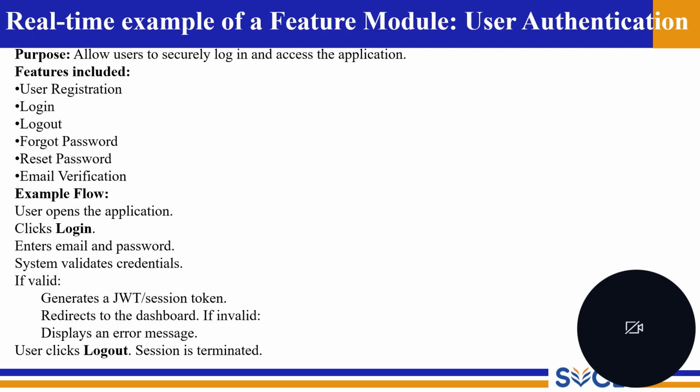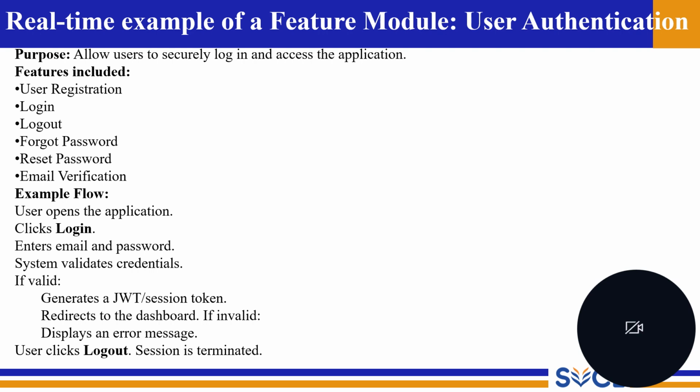So this is a real-time example for the feature modules. User authentication. Here, the purpose is to allow the user to securely log in and access the application. The features include user registration, login, logout, forgot password, reset password, and then email verification.